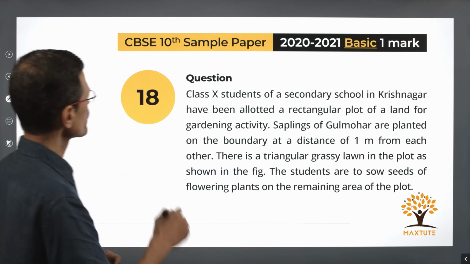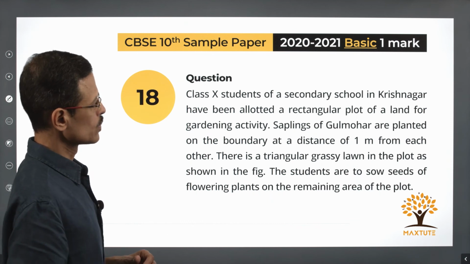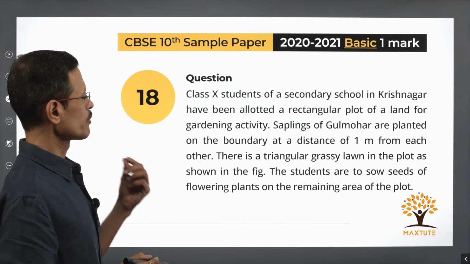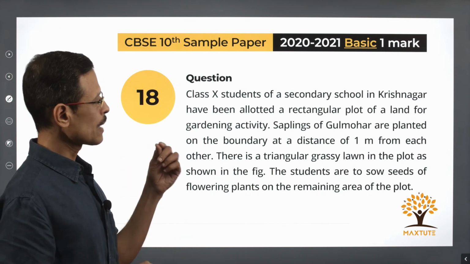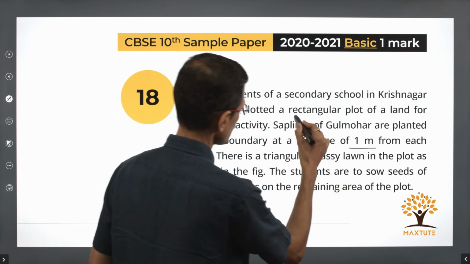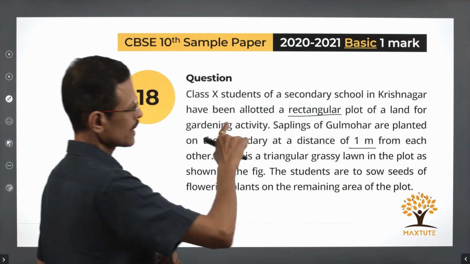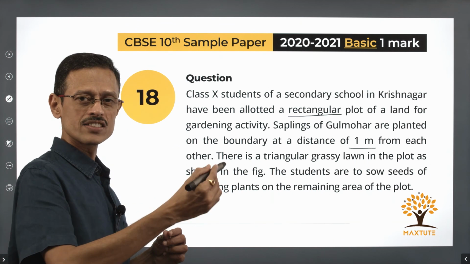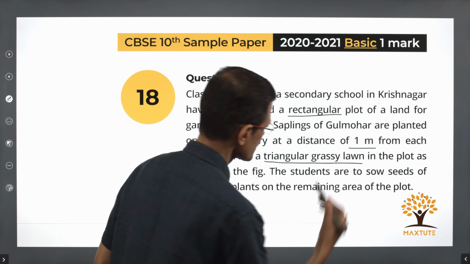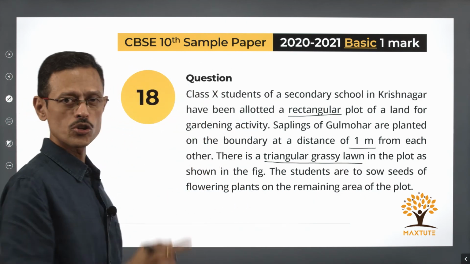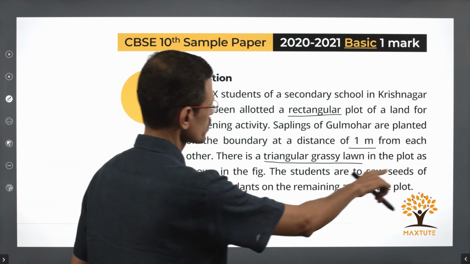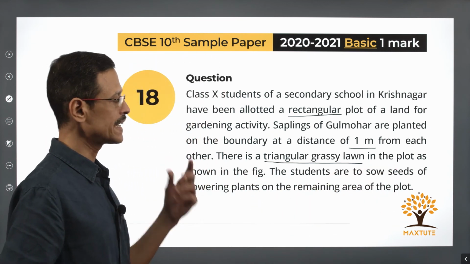Let's get started. Class 10 students of a secondary school in Krishnanagar have been allotted a rectangular plot of land for gardening activity. Saplings of Gulmahar are planted on the boundary at a distance of 1 meter from each other. There is a triangular grassy lawn in the plot as shown in the figure. The figure is in the next slide. The students are to sow seeds of flowering plants on the remaining area of the plot.